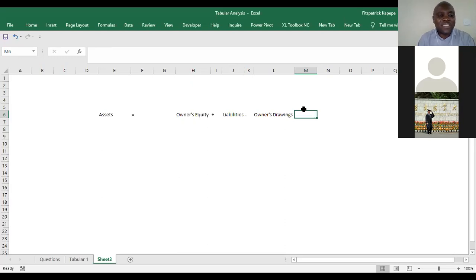Then minus owner's drawings. Because this is a business equation, this is where we say plus profit. But we are segmenting profit into two, isn't it? So we are actually bringing in what? We are bringing in first, what is this? Revenue. Then minus what? Expenses. So make sure that drawings and expenses, even the numbers down there, they will be negatives.